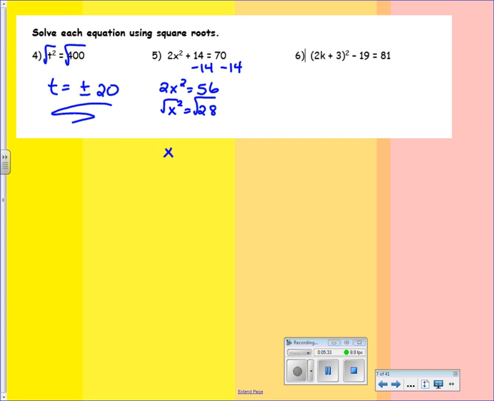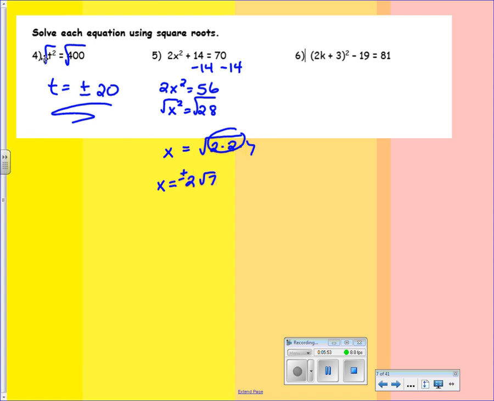So depending on how you want to do that, this is really 2 times 7. So I have a pair of 2's. So therefore, x would equal 2 times the square root of 7. And again, we need a positive root and a negative root.